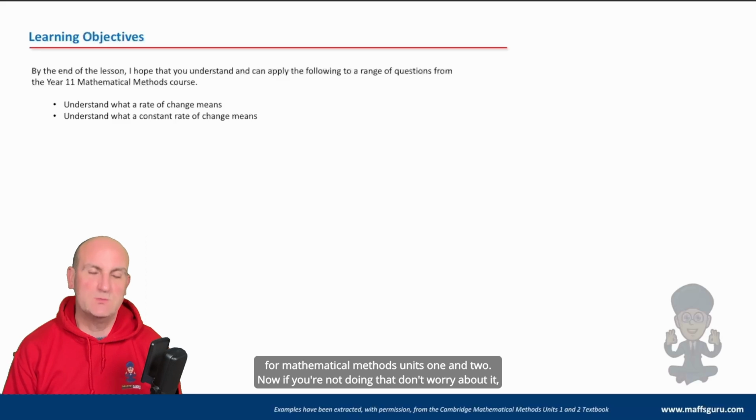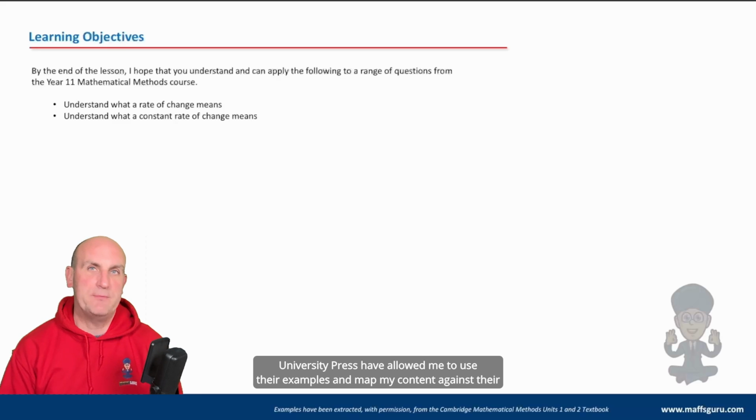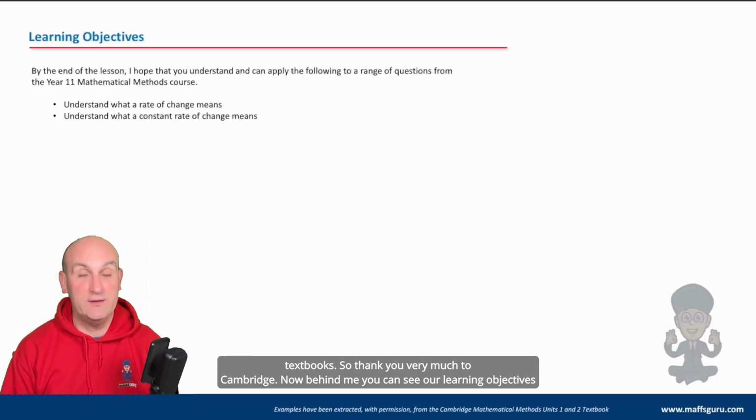And this is my video on constant rates of change, part of the differentiation series for Mathematical Methods Units 1 and 2. Now, if you're not doing that, don't worry about it. It is literally universal maths. It's all over the world. I'm very lucky that Cambridge University Press have allowed me to use their examples and map my content against their textbook. So thank you very much to Cambridge.